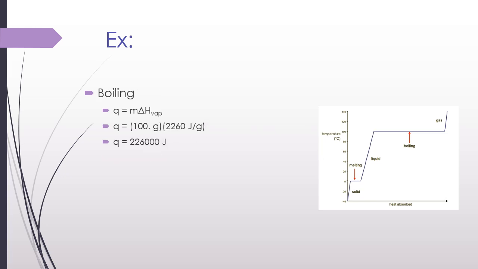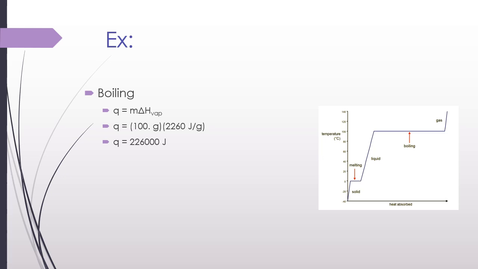Our second process is the boiling step. So again, we're taking the 100 grams of water that has now reached its boiling point. We'll multiply that by the heat of vaporization provided of 2,260. When we multiply these, we get that for this process, 226,000 joules will be required.